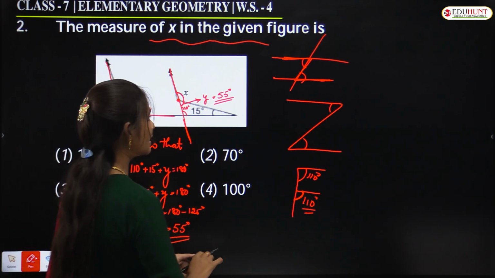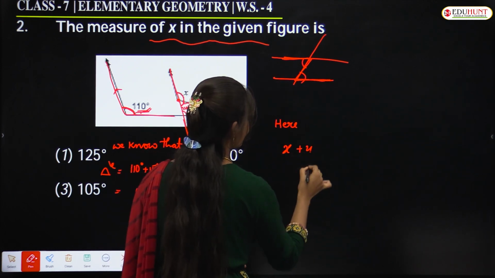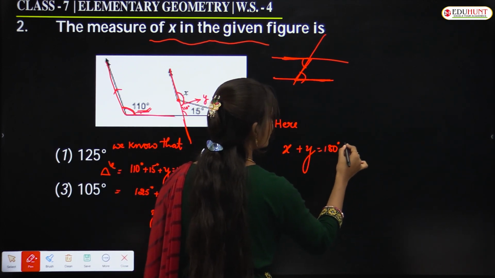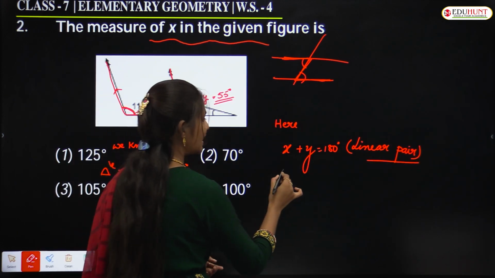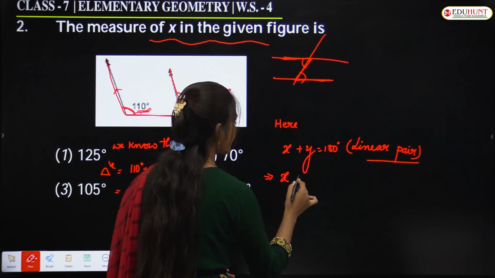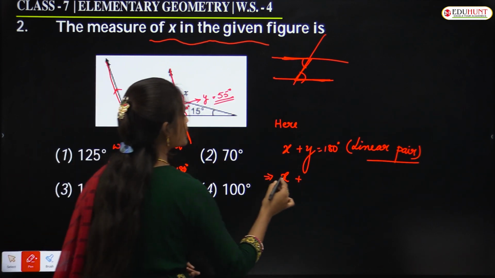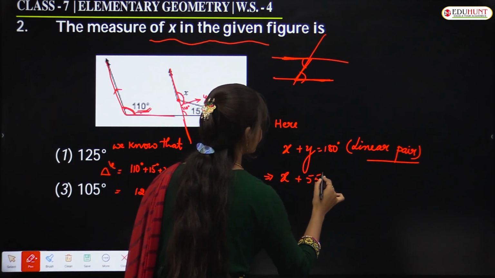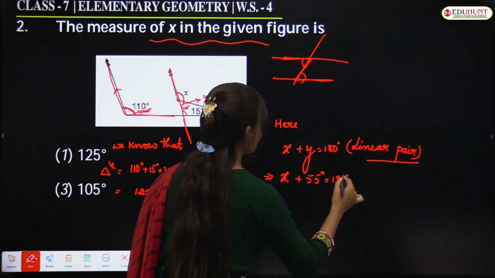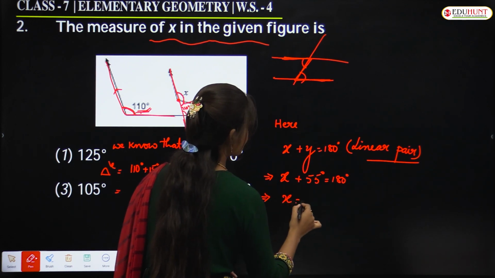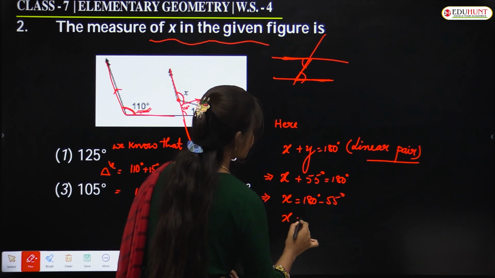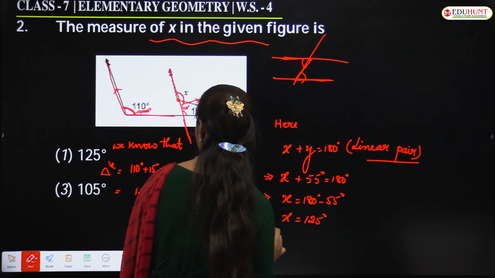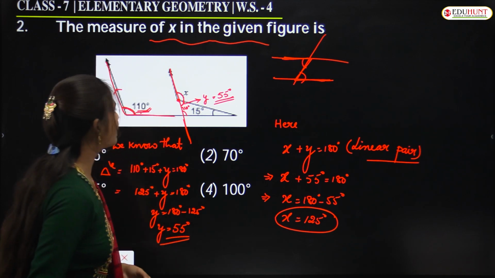So by using that condition, X plus Y is equals to 180 degrees. Why? Because those two forms here a linear pair. Okay, so here X we need to find out. So X plus Y, already we got that, that is 55 degrees, which is equals to 180 degrees. So X is equals to 180 degrees minus 55 degrees. So X is equals to 125 degrees. So what is the value of X?